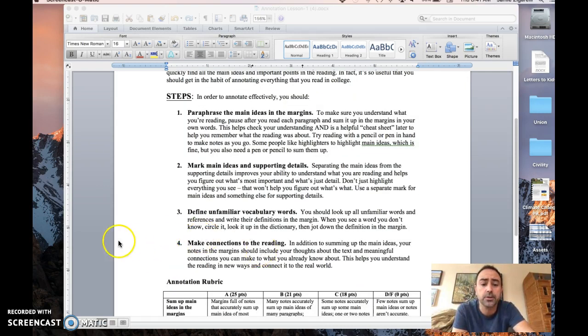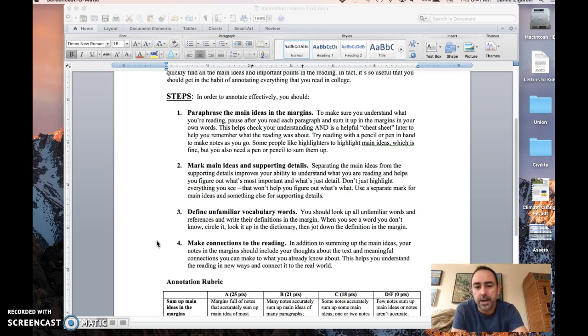And then the last thing you can do that also helps quite a bit is to make connections to the reading. This is another way to just make it sink in and stick in your head. The problem that often students encounter is they read something, they're like, okay, I get it, and then they walk away from it. And then the next day in class, I go, so what did you read about? And you're like, I don't really remember.